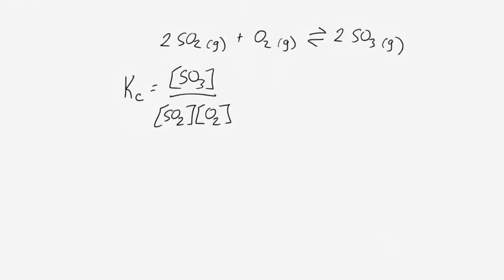Again, products go on the top, reactants go on the bottom, and we just fill in the exponents based on the stoichiometric coefficients. The SO3 has a coefficient of 2, so it gets an exponent of 2. The SO2 has a coefficient of 2, so it also gets that exponent. The coefficient for oxygen is 1, and we don't actually write in the 1, we just omit it, and it's understood that anything without an exponent is raised to the power of 1.